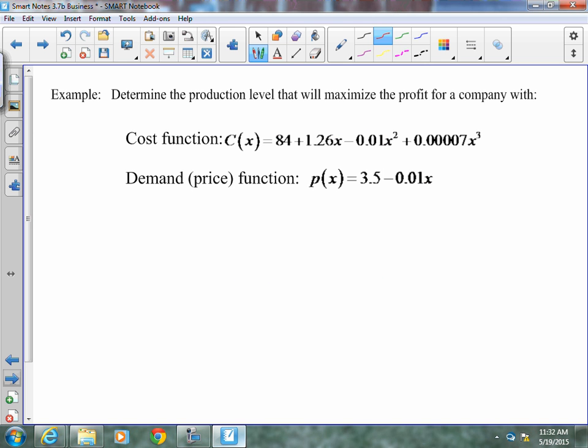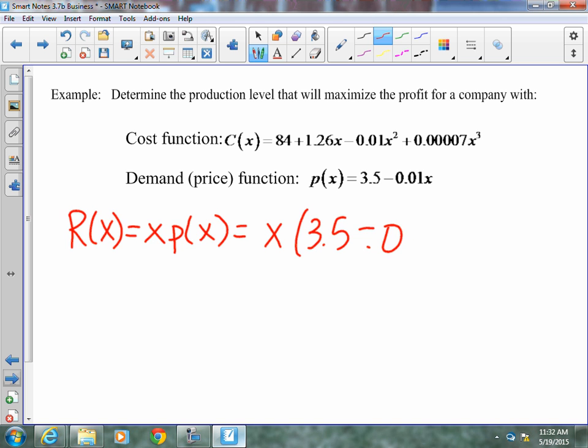So determine the production level that will maximize the profit for a company with a cost function of 84 plus 1.26x minus 0.01x squared plus 0.0007x cubed, and a demand function, little p, of 3.5 minus 0.001. Well, first thing we need to get is our revenue function, which is equal to x times p of x, or in this case, x times 3.5 minus 0.01x, or 3.5x minus 0.01x squared. And we already have our cost function.